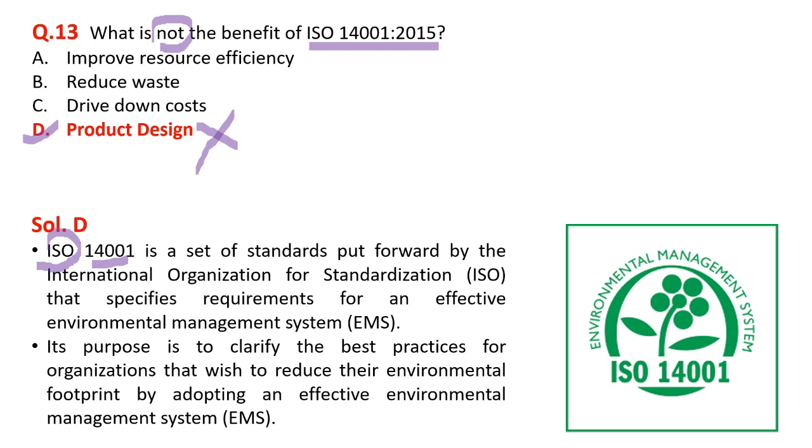So the main purpose of this particular certification or standard is to clarify the best practices for organizations that wish to reduce their environmental footprint by adopting an effective environmental management system. So again, we learned this in the last chapter. So different methods of environment management systems, and if we go with this particular plan or standard, then that organization will cause very little impact on the environment.